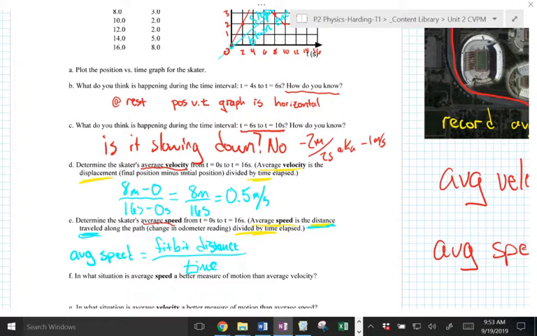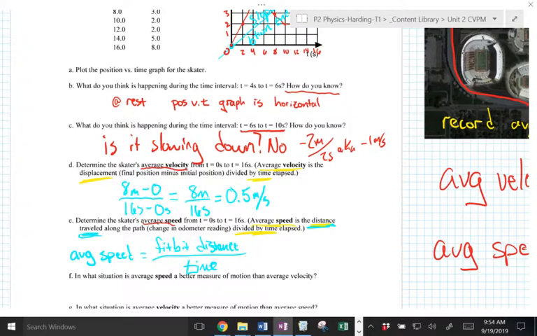Because 4 plus 6 plus 2. Oh, we added up all the total distance. So this is 4, and then nothing else, we stay at 4. And this is 6 meters. So we added all the meters up total, and it equals 12. Is that how you do it?